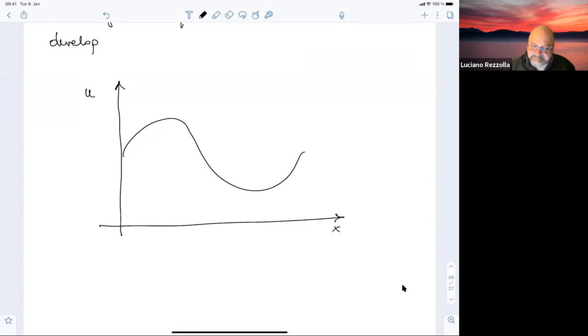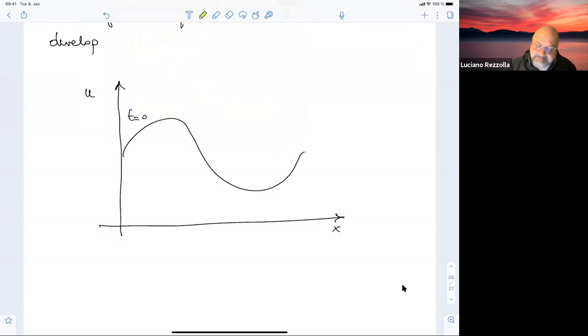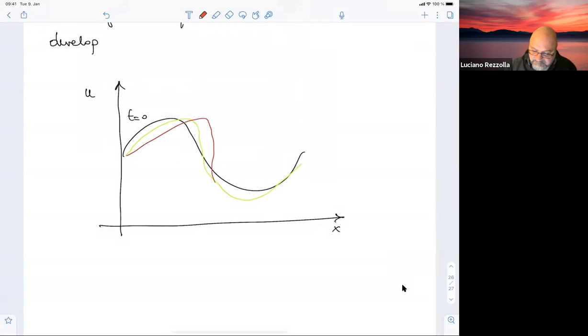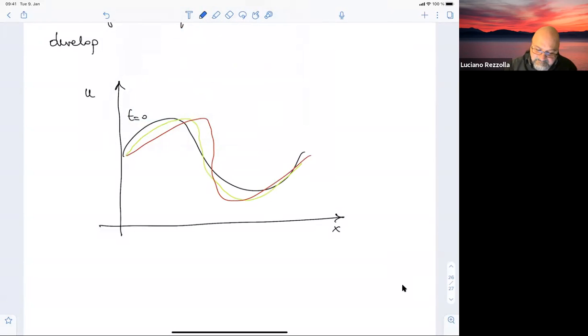So this would be the solution at t equals 0. The solution at a different time would look slightly different. In particular, the shape will no longer be preserved. The shape will look more like so. And at a later time, it will look more like so. And at a time which you can actually estimate analytically, it will become like so. And this is called a shock or discontinuity.